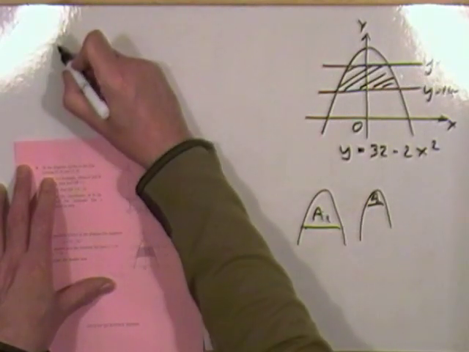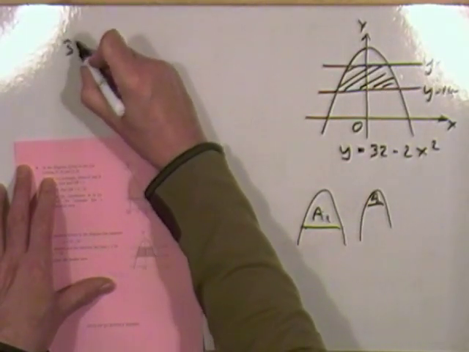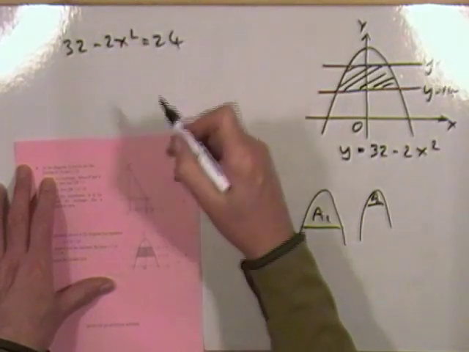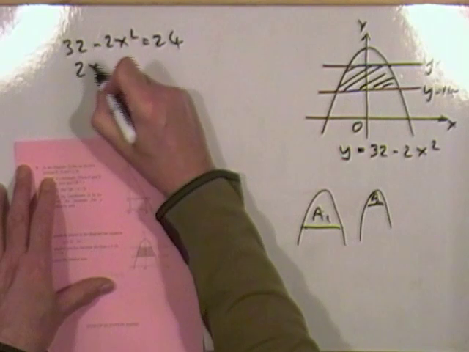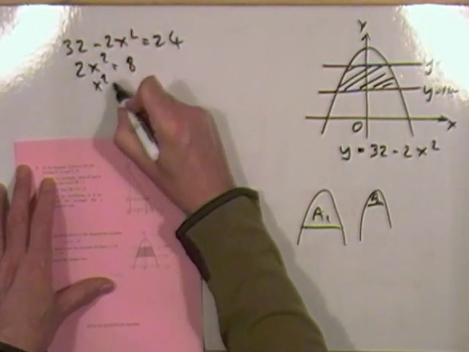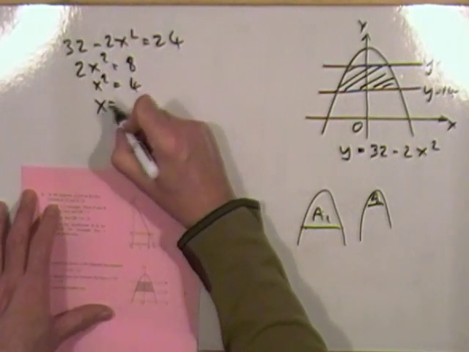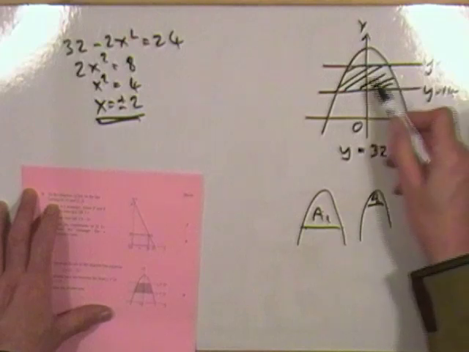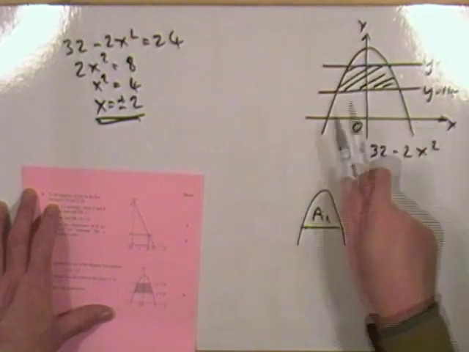So if y is 24, then I've got 32 minus 2x squared equals 24. Rearranging that, I'll bring that over. 2x squared equals 8, x squared equals 4, x equals plus or minus 2. So that's going to give me the limits for the top one. It goes from negative 2 to 2.